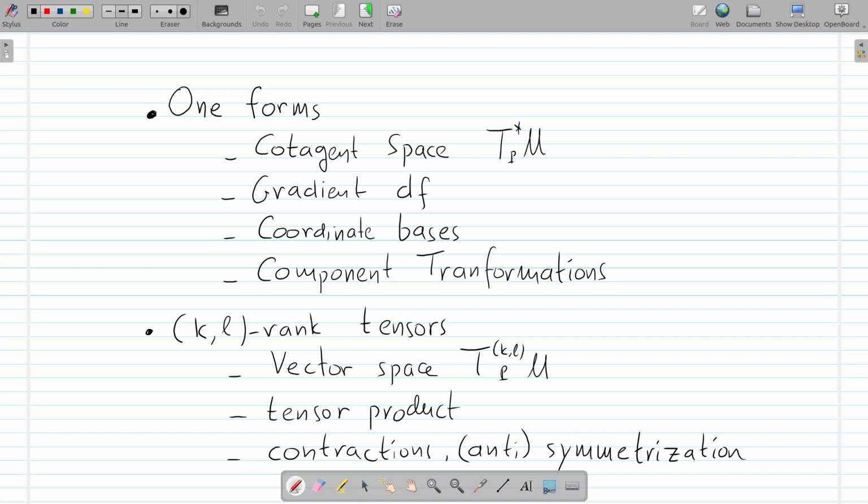Generalizing this to higher-rank tensors, we will show how those tensors can be defined as linear maps on vectors and one-forms and form a vector space. And we will also present some elementary operations on tensors like the tensor product, the contraction, and symmetrization of tensors.